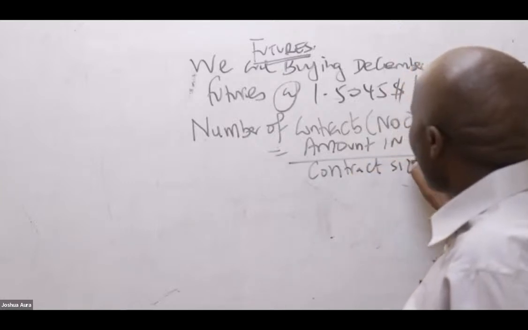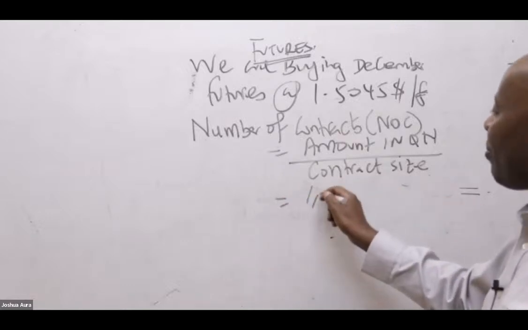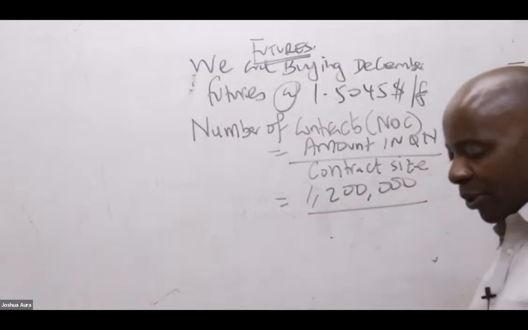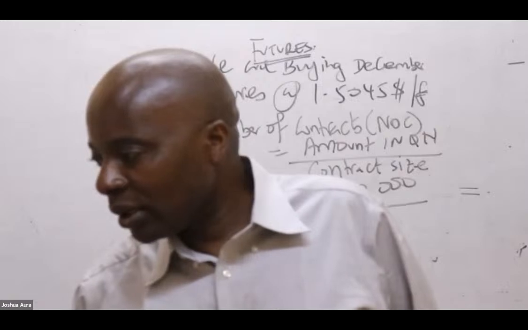You take the amount in the question, you divide this by the contract size. So the amount in question is 1.2 million. The amount in question here is 1.2 million.